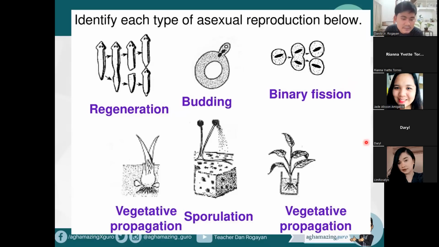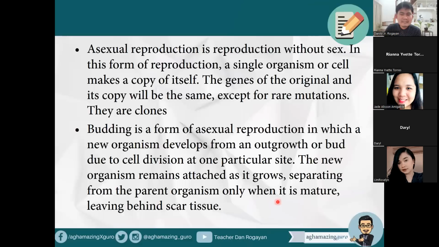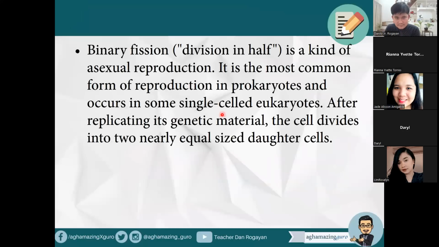And of course, vegetative propagation, sporulation, and another vegetative propagation when you put it in water and eventually it grows. Alam na natin to. Without sex, while fertilization is an example of sexual reproduction. Budding is a form of asexual reproduction; you will see the term in the board exam later: outgrowth or bud. And binary fission is division in half. It's the most common form of reproduction in prokaryotes. When we say prokaryotes, we pertain to bacteria.